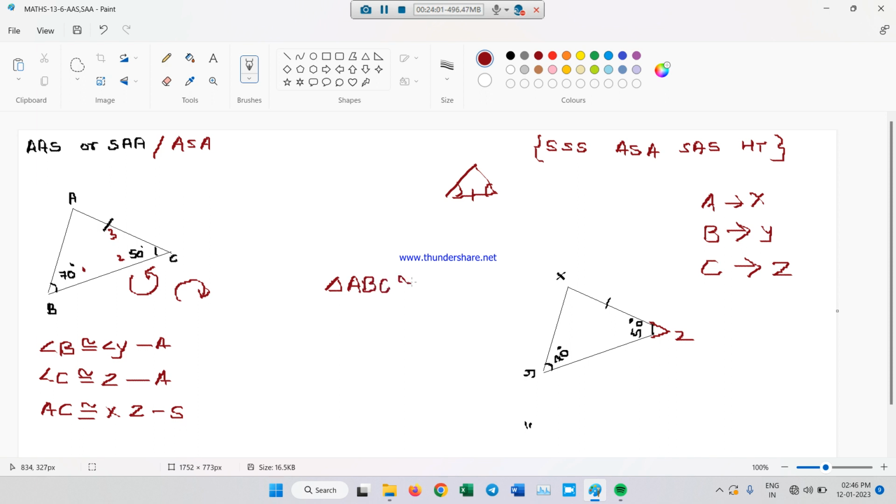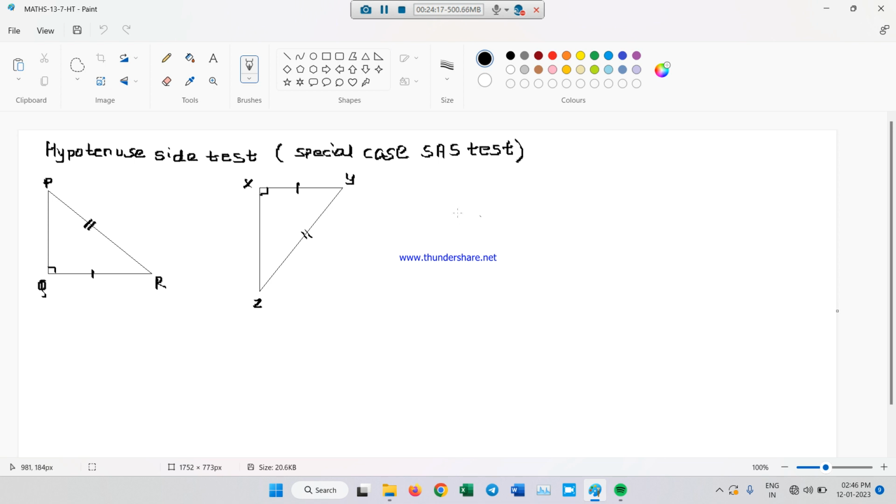Now guys, there is a last test which we are going to talk about, the hypotenuse side test. And let me tell you, I have written in the bracket as well, this is not a different test. The hypotenuse side test is a special case of SAS. In the hypotenuse side test, it is specially applicable only for right angled triangles.